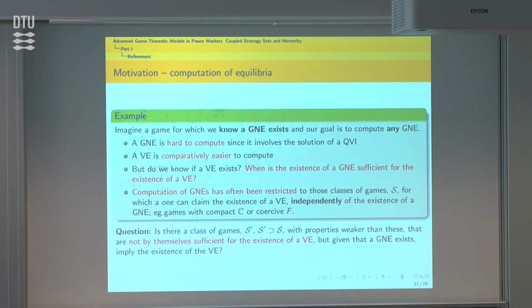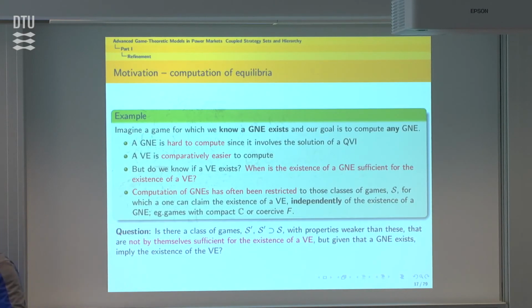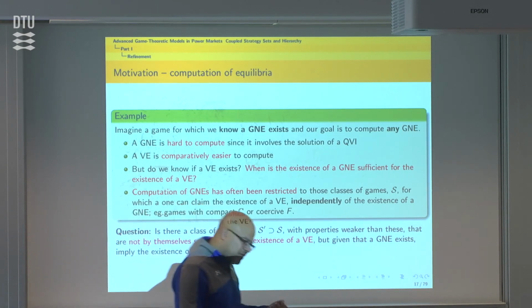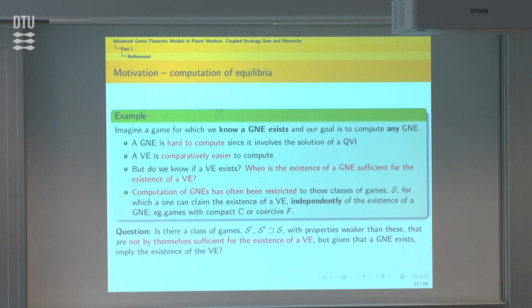So now imagine a game for which we know a GNE exists. This motivation is from the standpoint of fairness. The second motivation is from the standpoint of computation, which I believe is also quite important. It's pointless having an object whose computation is so hard that it makes it kind of useless. So GNE is hard to compute since it involves the solution of a QVI. The solution, as I mentioned to you, of a QVI requires you to find a fixed point of this mapping x, such that it satisfies that associated variational inequality. A VI is comparatively easy, right?